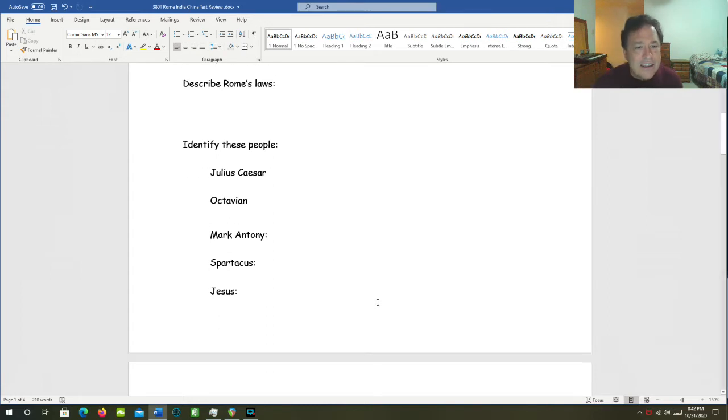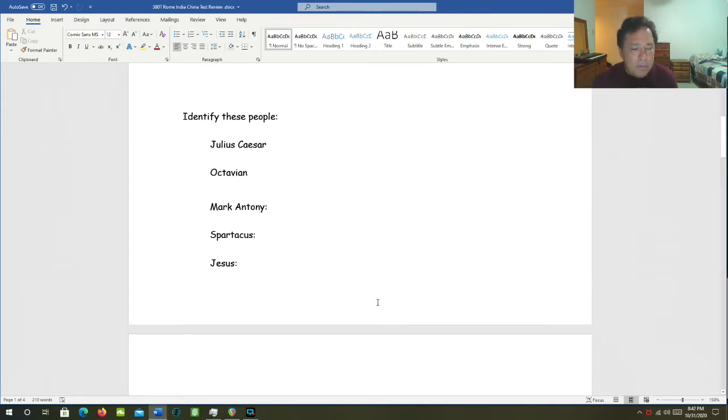So let's identify these various Roman people. Julius Caesar, what can we say about him? He was a Roman politician. He was a military leader. He was an autocrat. He was a member of that body called the First Triumvirate. He conquered Gaul, modern-day France. He took power in Rome with an army that was loyal to him personally.